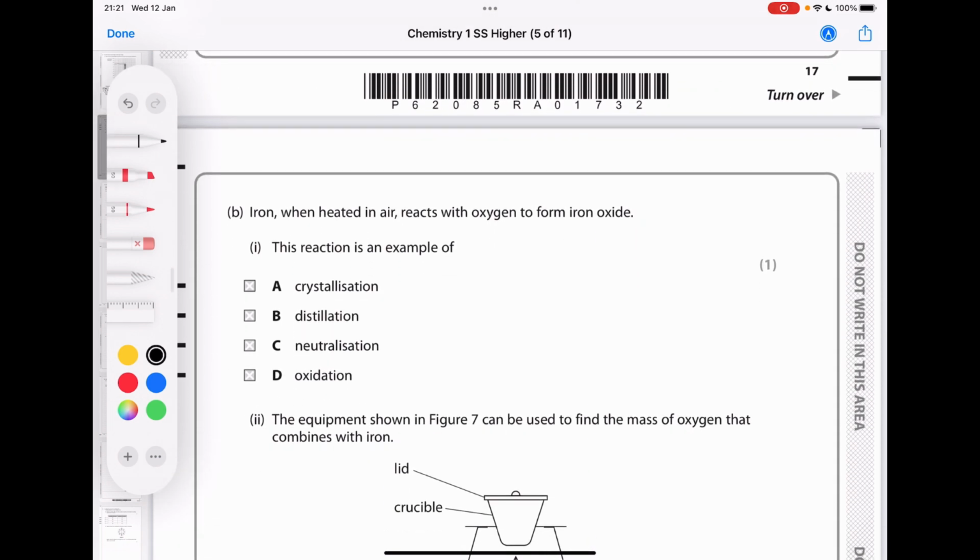Question B, the reaction with oxygen is an oxidation reaction. This can't be any of the others. Crystallisation and distillation are methods of separating a mixture, and neutralization is when an acid reacts with a base.